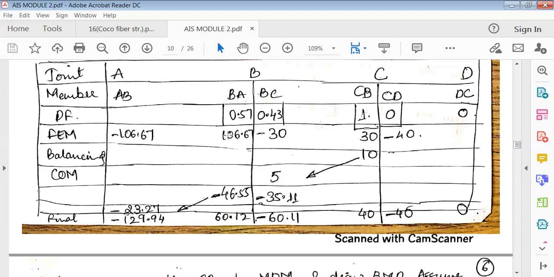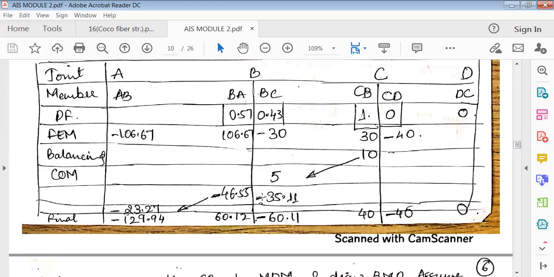106.67. So at B, you have to consider all of these. 106.67 minus 30 plus 5. So when you add this, it will be 81.67. So answer is positive. So 81.67, you have to change the sign. You have to change the sign and then, so plus becomes minus. So it is minus, minus. Okay. So 81.67 into 0.57 is minus 46.55.